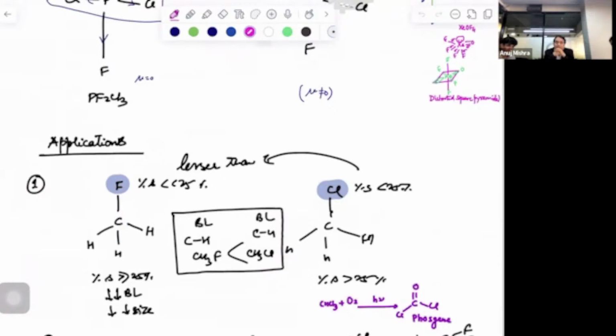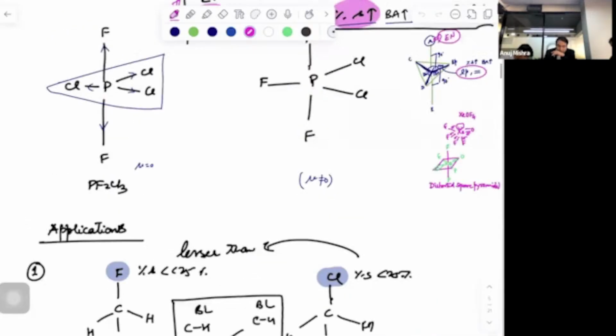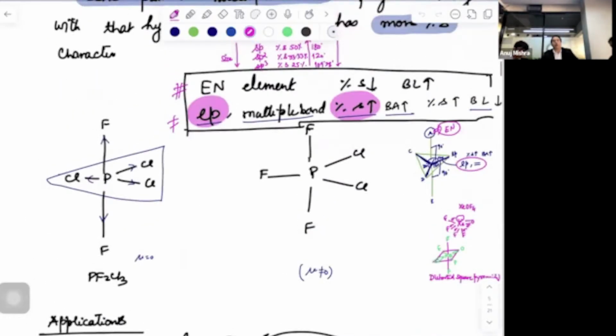Carbon hydrogen bonding in CH3F and CH3Cl. Compare them. Do it yourself. Don't look at it. Carbon hydrogen bonding in CH3F and CH3Cl. CH3F, CH3Cl. Have you done it?